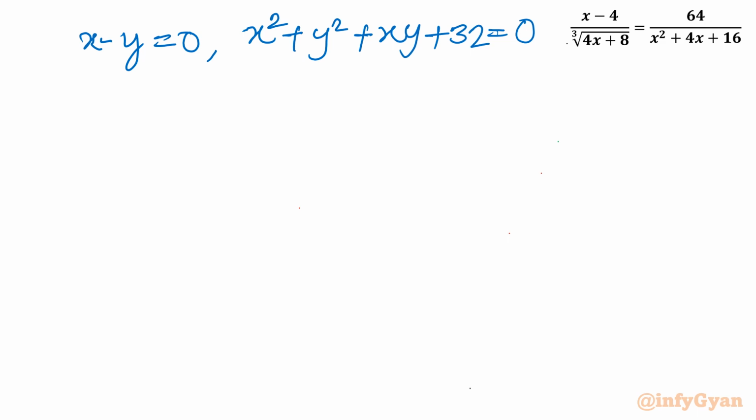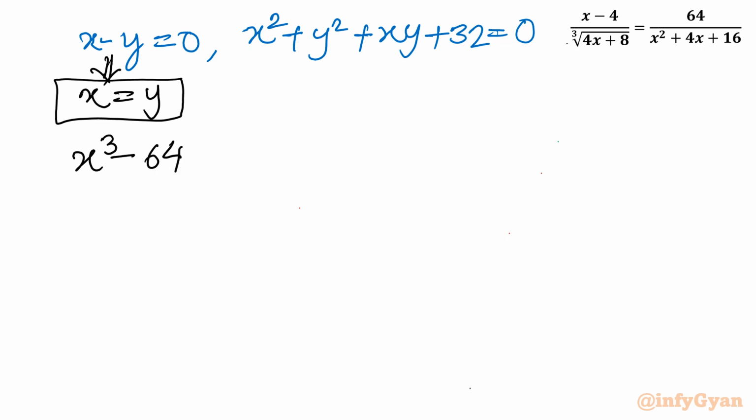Let us solve the very first equation, x minus y equal to 0. So from here x equal to y. Once x equals y, our equation was x cube minus 64 equal to 32y, and in place of y we will write x.